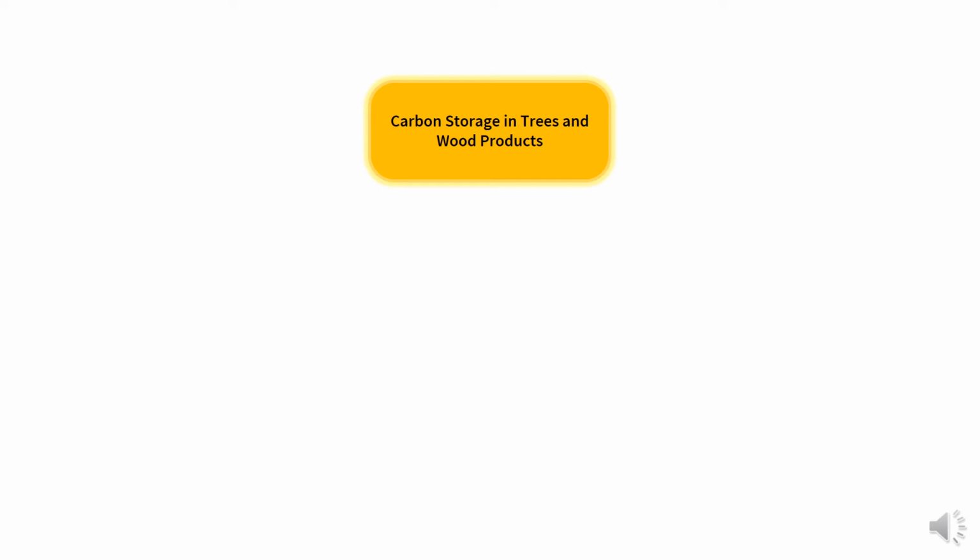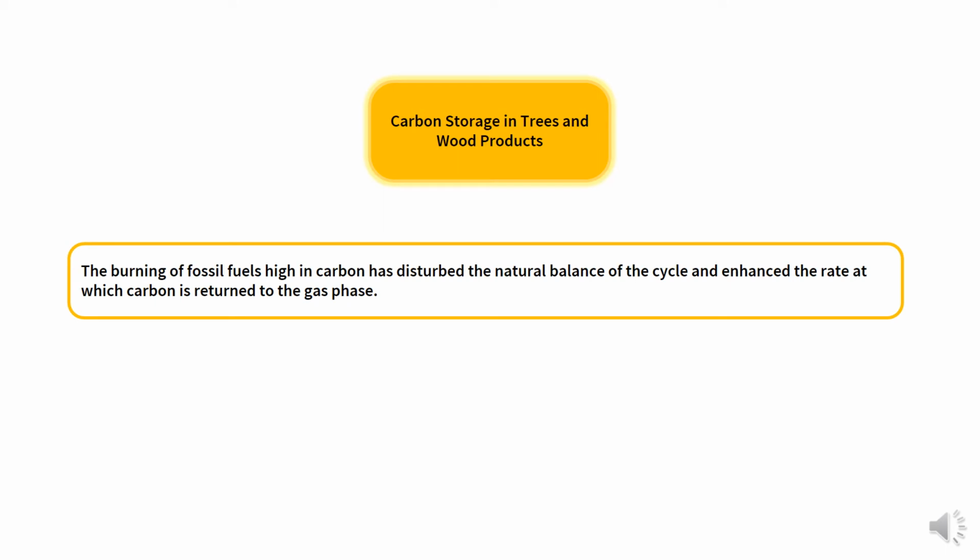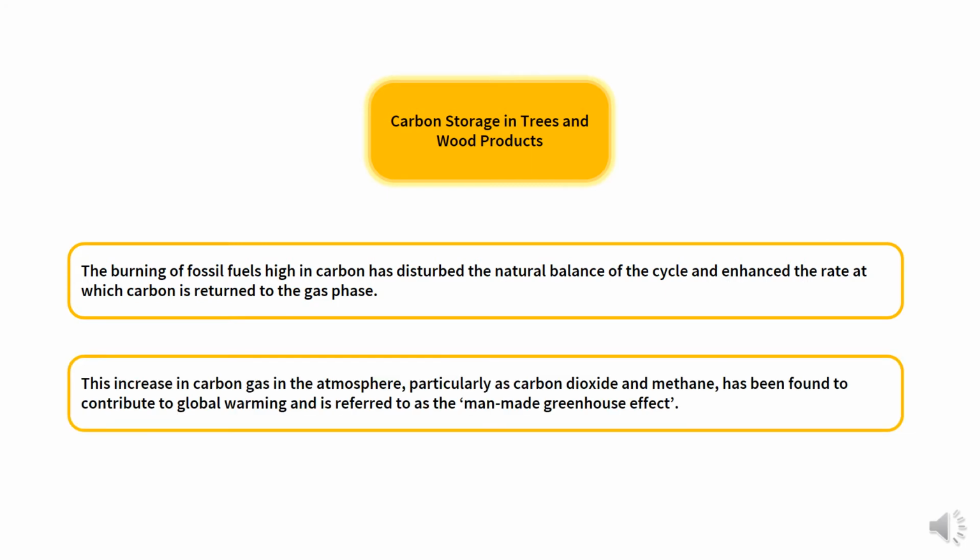The burning of fossil fuel high in carbon has disturbed the natural balance of the cycle and enhanced the rate at which carbon is returned to the gas phase. This increase in carbon gas in the atmosphere, particularly as carbon dioxide and methane, has been found to contribute to global warming and is referred to as the man-made greenhouse effect.